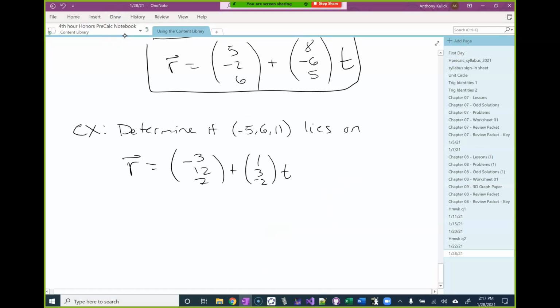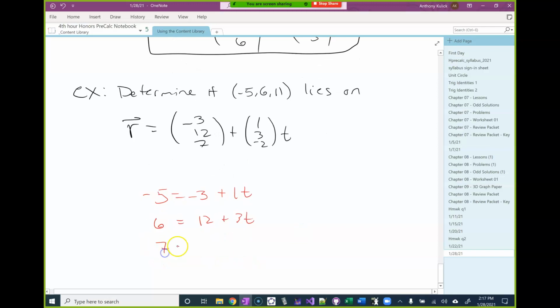So let's determine if that point, (-5, 6, 11), lies on that vector equation for a line. How am I going to do this? The exact same way we would have done it for 2 dimensions. I'm going to create a system of 3 equations, solve for the t, and see if that same t satisfies all 3 equations. Okay with how I created the system here?